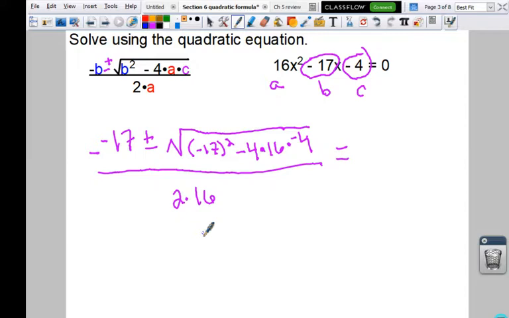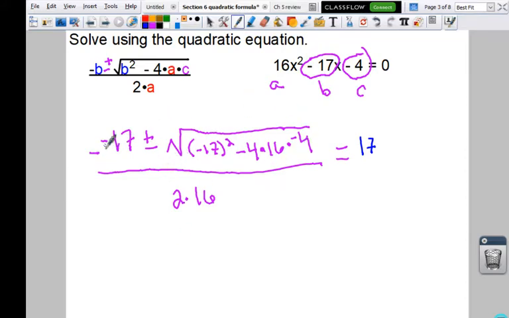So we just said negative 17 is positive, right? Do you have to put all that on the end, or do you just put the square root? Like when you're entering it, you put 17 plus minus the square root. Just the square root. Yep, just the square root.